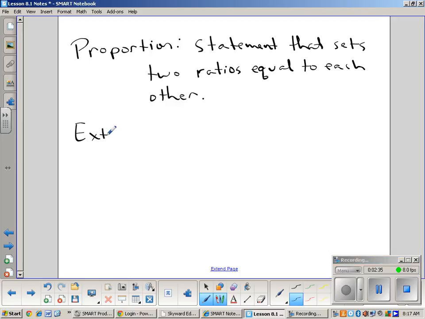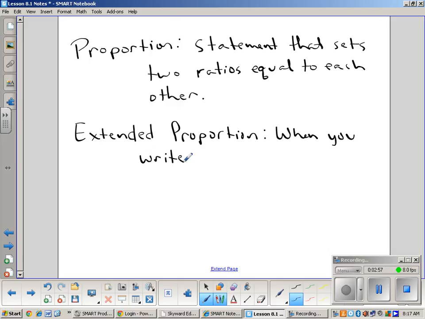An extended proportion is just writing three or more ratios equal to each other.